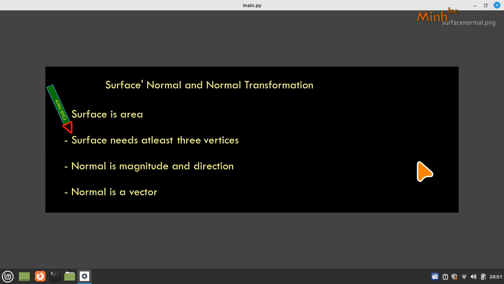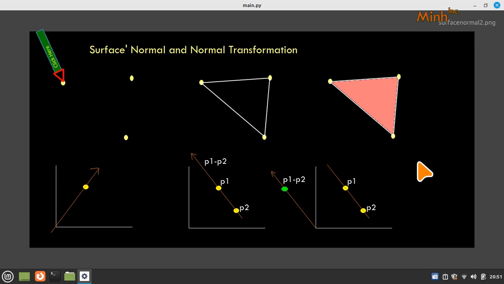Surface can have direction, we can think about it, but it's not like a normal. There is a difference. If I have 3 vertices and I add edges, it becomes a triangle, and if I fill it, it becomes a surface. So surface has area. If I have only one point, this makes a normal, a vector.